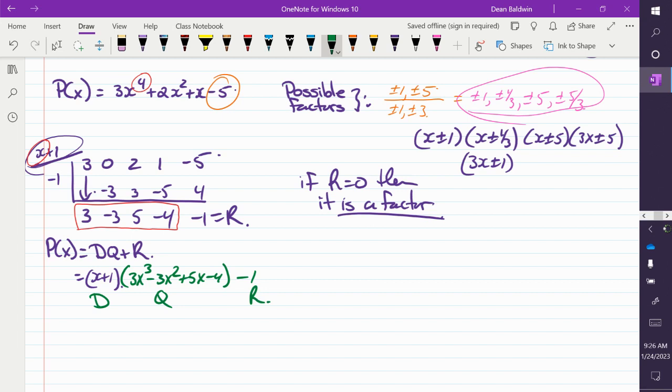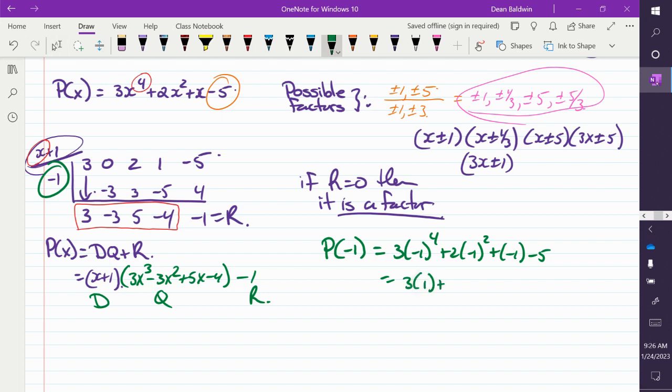There is a way to find the remainder without doing synthetic division. It's called the remainder theorem. Do you remember how to do that? You take this value, this negative 1, what makes the factor 0, and just plug it into the original. So p of negative 1: 3 times negative 1 to the 4, plus 2 times negative 1 squared, plus negative 1, minus 5. That's 3 times 1, that's 3. Minus 1 minus 5 is minus 6. 3 plus 2 is 5. Minus 6 is negative 1. It gives you the remainder.